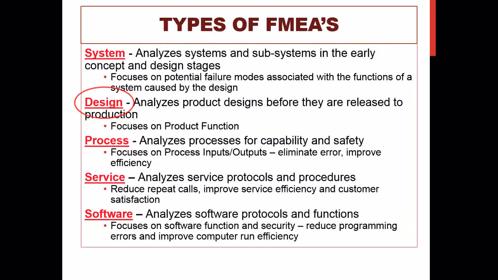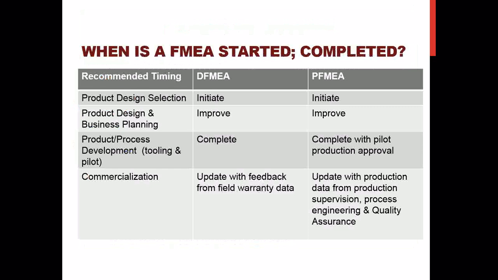Types of FMEAs that you're going to see out there are as shown here, though the two that we are going to talk about most in this lecture are going to be the design FMEA and the process FMEA. Both of those are going to analyze either a product or a process, trying to understand how a failure could impact the product function, or how process inputs and outputs occur such that we want to eliminate error and improve efficiency in the manufacturing process.